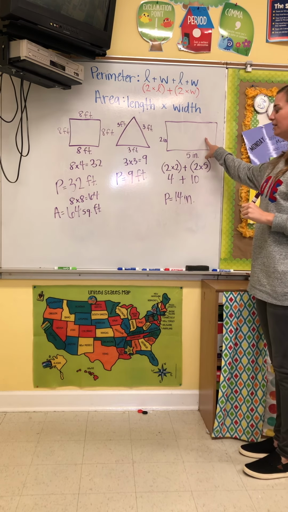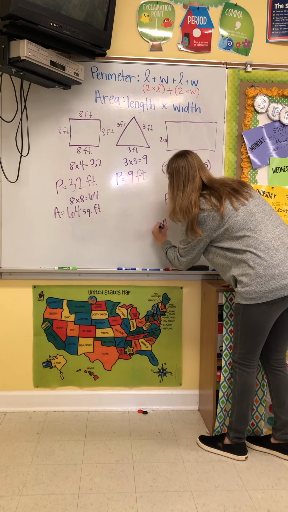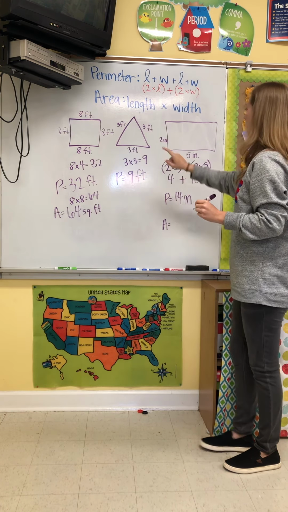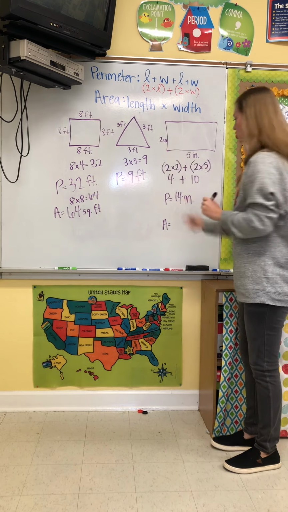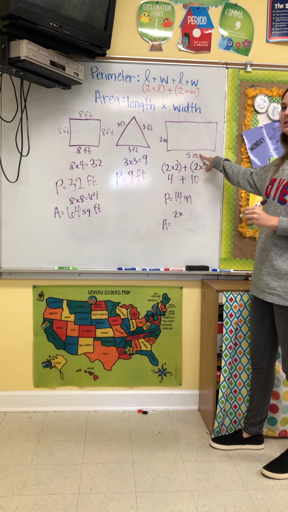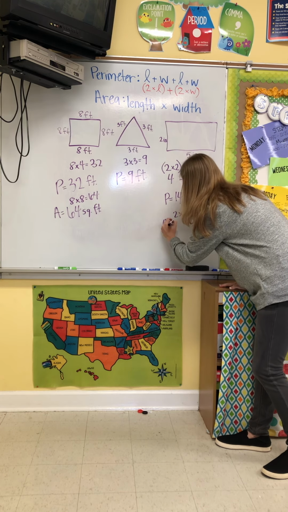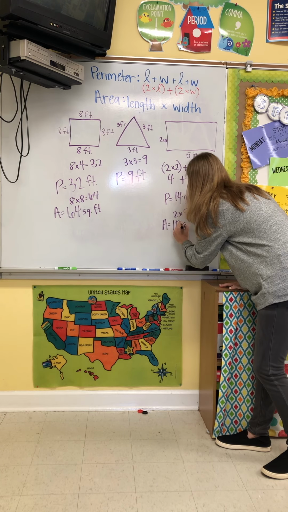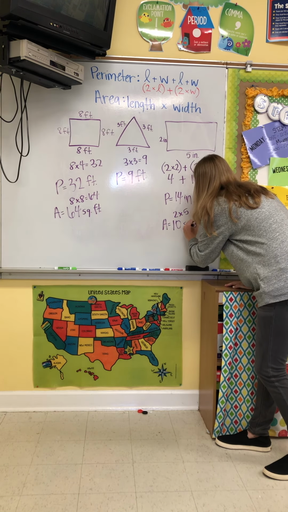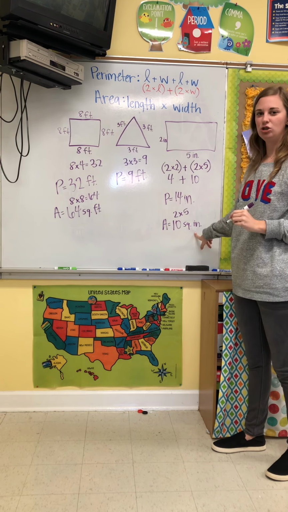Okay, and now we're gonna find the area of our rectangle. We're gonna do the same thing. We're gonna use our formula up top, length times width. We know the length is 2 inches. So we're gonna write that, and then our width is 5 inches. So we'll just multiply those two together, which is 10. Don't forget your square. Look at your measurement, it's inches. So the area of this rectangle is 10 square inches.